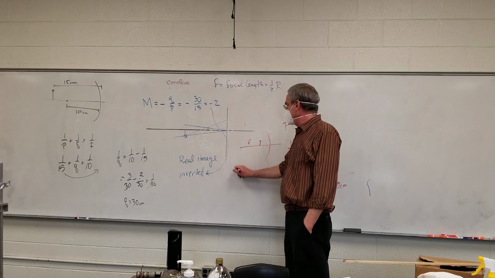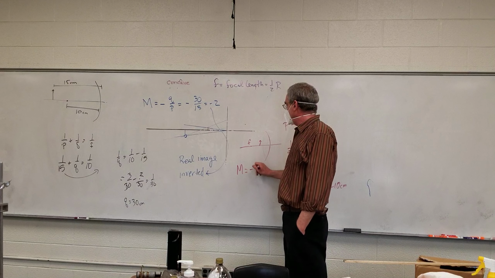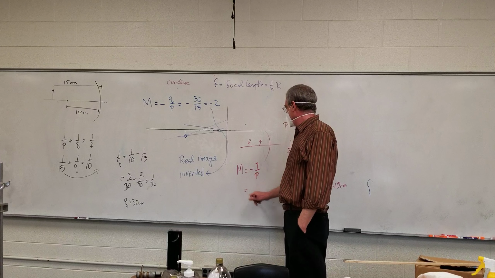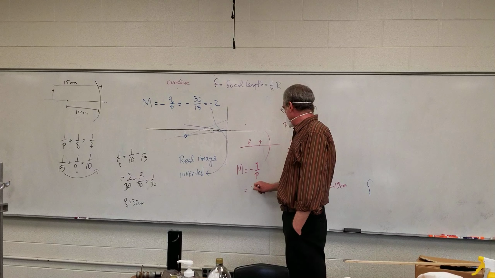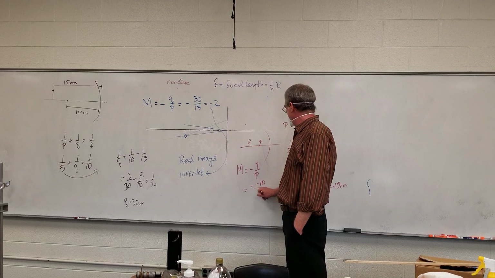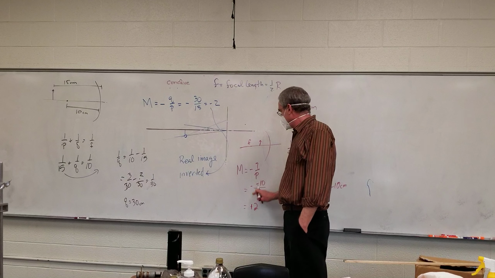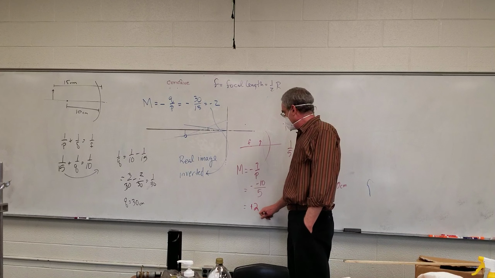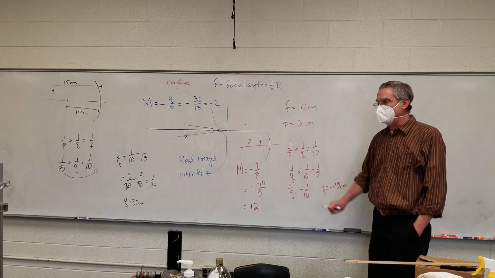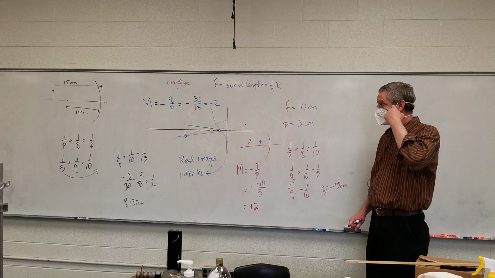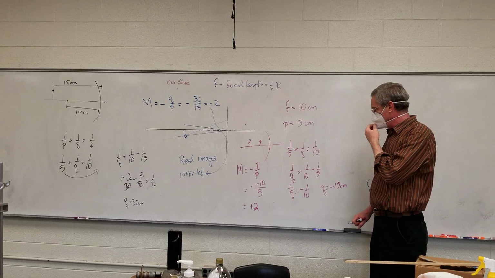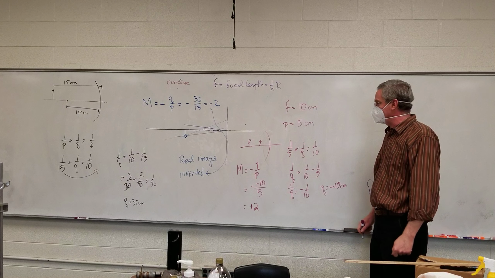My magnification, negative Q over P, is negative 10 over 5, which is -2. Got two negatives there, so +2. So it's going to be twice as big. It's positive, which means it's upright. The fact that Q is negative tells me that the image is virtual.